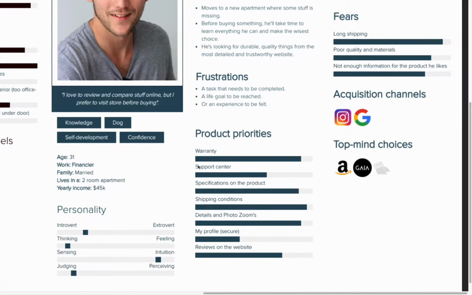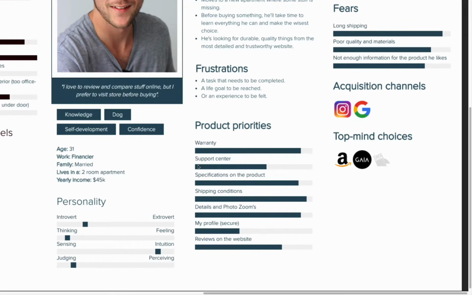Product priorities. He's very keen on the details. For him, it's very important to see that this website is trustable. He trusts Amazon and Gaia, just the same as the previous persona, Maria, because he knows that these two websites are reliable. They have all the information he's looking for, and oftentimes also the product and the style of products he's looking for.